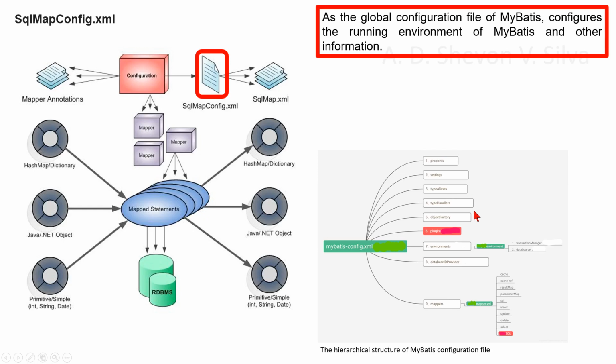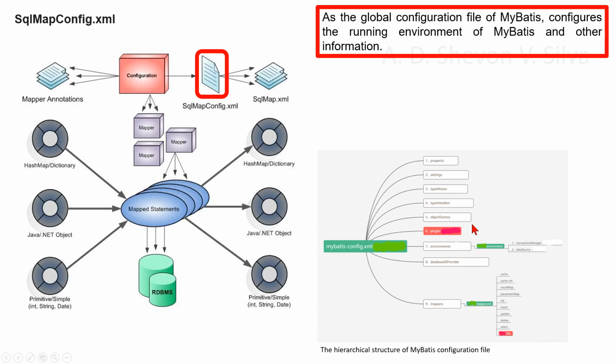Type handlers. Whenever MyBatis sets a parameter on a prepared statement or retrieves a value from a result set, a type handler is used to retrieve the value in a means appropriate to the Java type.